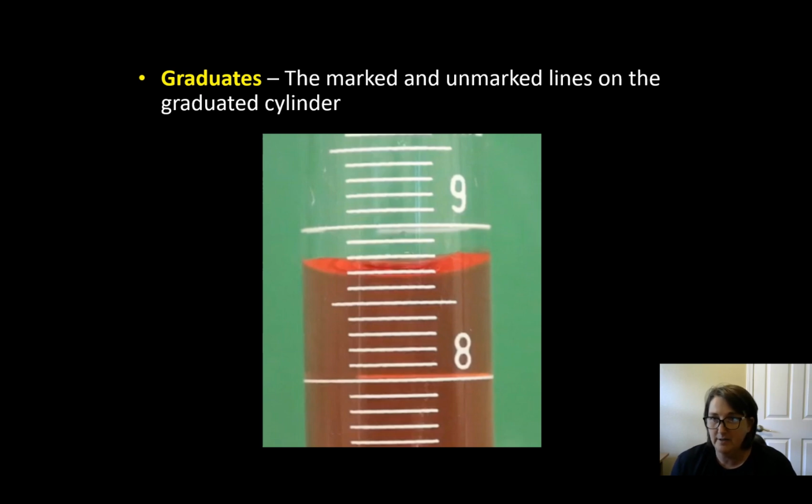Graduates, these are the marked and unmarked lines on the cylinder. So this line here is a graduate. This is considered really a subgraduate, but this is a graduate. All these are graduate lines. These all mean something. I can even do in-between lines, which can mean something else also.